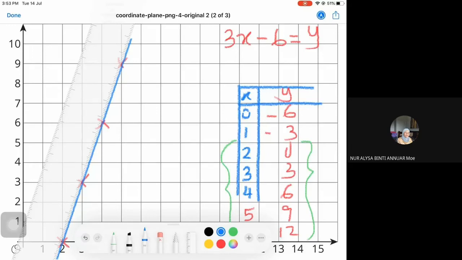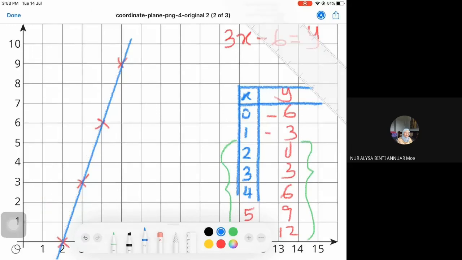Dah siap. Make sure in your graph you label the x-axis and also the y-axis. After you finish this table, this table of values you can just put beside the graph, beside the graph on the Cartesian plane ni. Boleh macam cikgu buat lah.